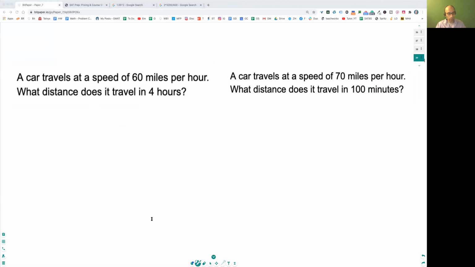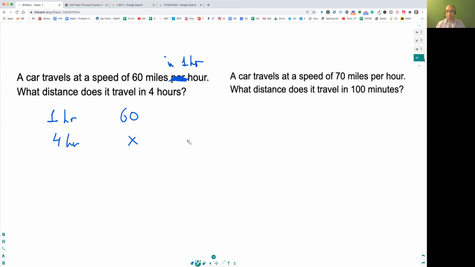You can hold on for a minute, but a car travels at a speed of 60 miles per hour, right? So in 1 hour, the car travels 60 miles. Okay, so in 4 hours, how many miles does the car travel? Again, you can do your cross multiplication like you did before. Remember, anytime you see the word per, it means 60 miles in 1 hour.